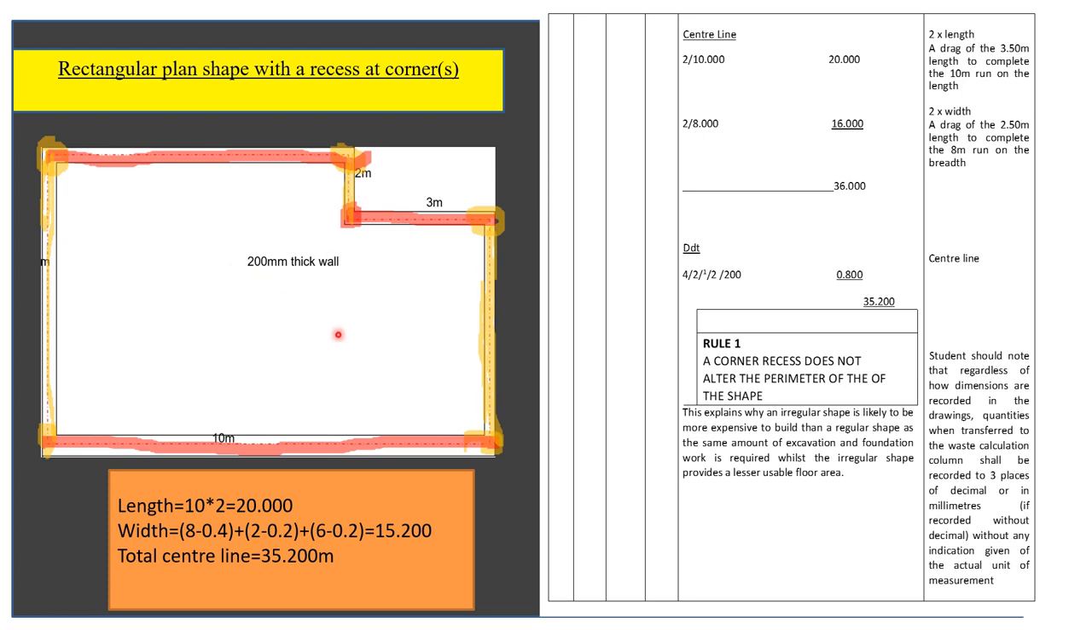Also something else you should note, whenever we are putting the dimensions in the takeoff sheet and we are in the description column, we always put it to 3 decimal places. We only convert them to 2 decimal places when we are entering them in the dimension column.